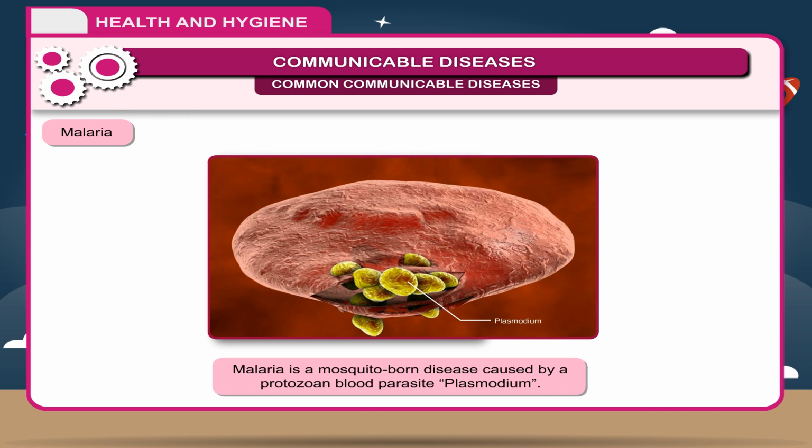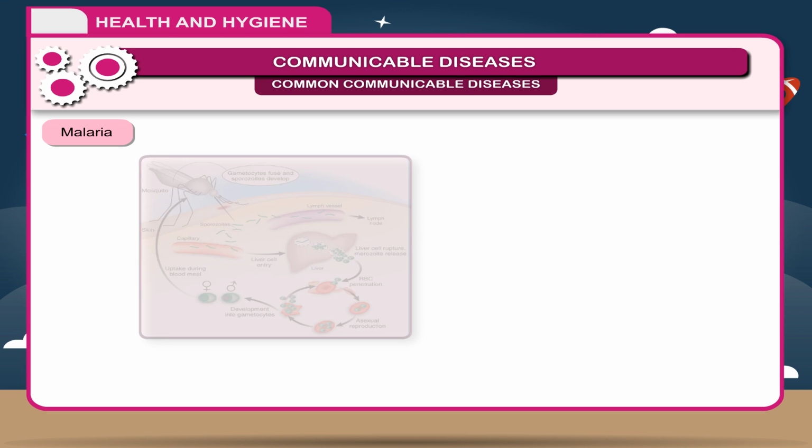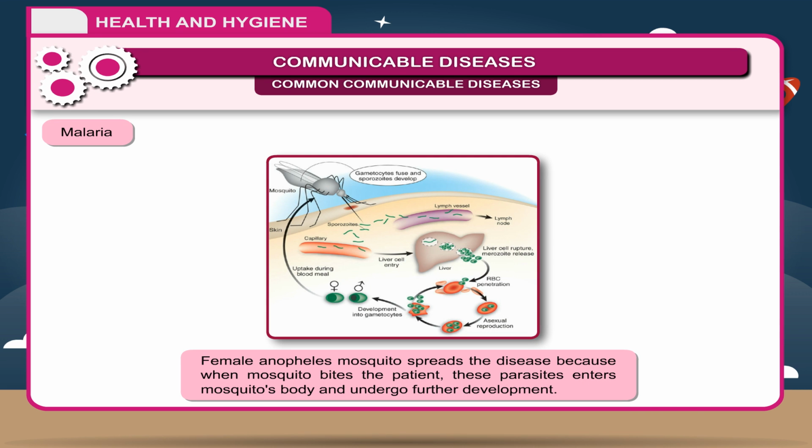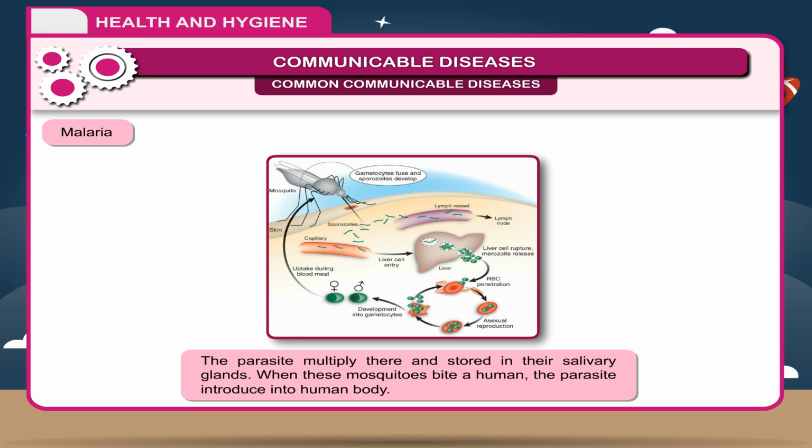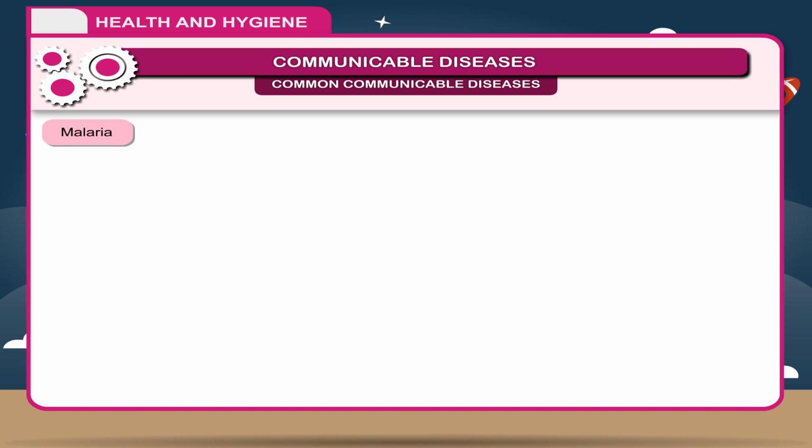Malaria. Malaria is a mosquito-borne disease caused by a protozoan blood parasite called Plasmodium. The female Anopheles mosquito spreads the disease. When the mosquito bites a patient, these parasites enter the mosquito's body and undergo further development. The parasites multiply there and are stored in the salivary glands. When these mosquitoes bite a human, the parasite is introduced into the human body.